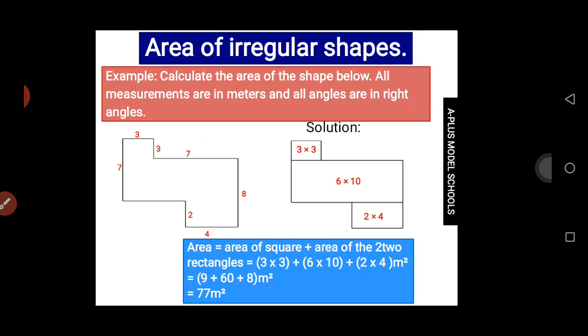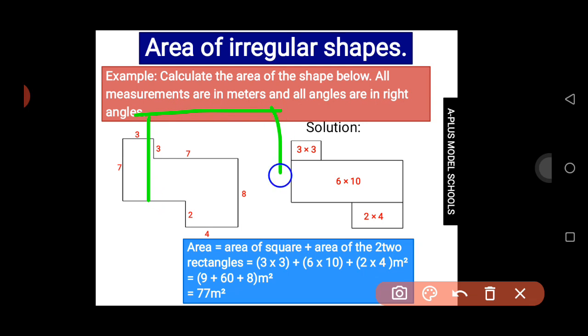Irregular shapes are shapes that you cannot easily measure with a ruler. You can see this shape is different from a square. It's different from what I can just take a ruler and measure at once. So here you can use a ruler to measure this, but the shapes are not regular. So if you want to look for the area of this shape, you divide it in such a way that you can get plane shapes.